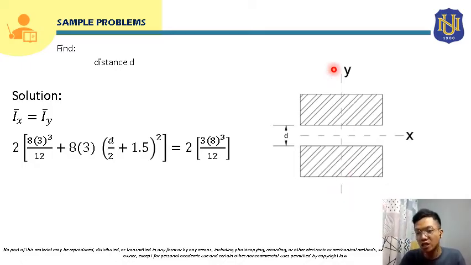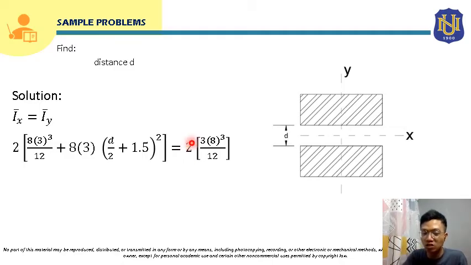Okay, so as we can see here, the centroid of these two rectangles is already at the reference axis, no? So meaning to say, we don't need distance D here. Okay, so distance D will just be 0. So this will just be directly the centroidal moment of inertia of these two rectangles. So these are two identical rectangles, so we will just multiply it by 2.